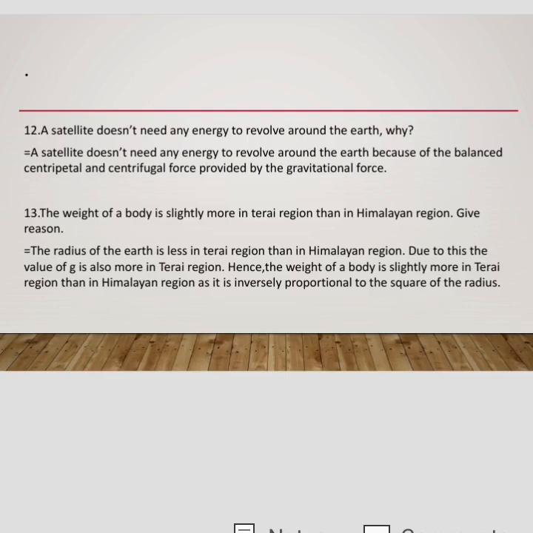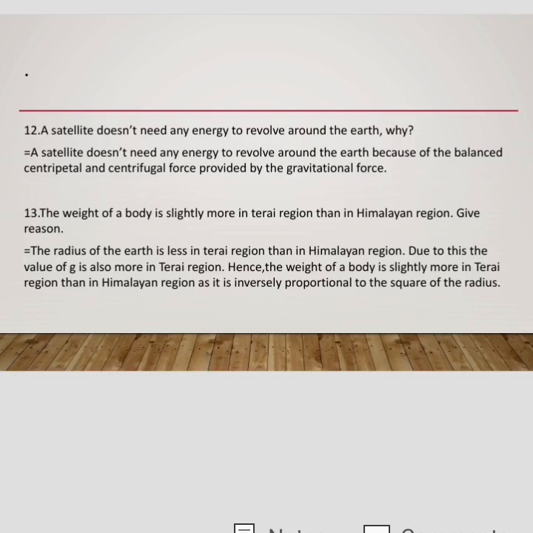A satellite doesn't need any energy to revolve around the earth because of the balanced centripetal and centrifugal force provided by the gravitational force. Here, the satellite is both attracted towards the center of the earth and pushed away from the center of the earth as a result of gravitational force. And when it experiences force from both sides, it remains stable and revolves around the earth without any energy.